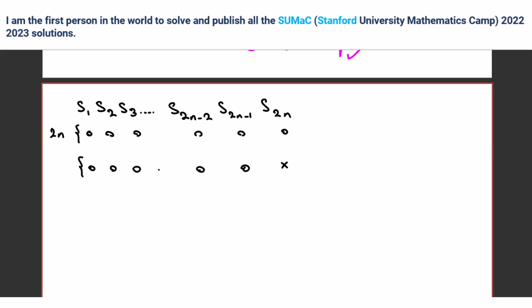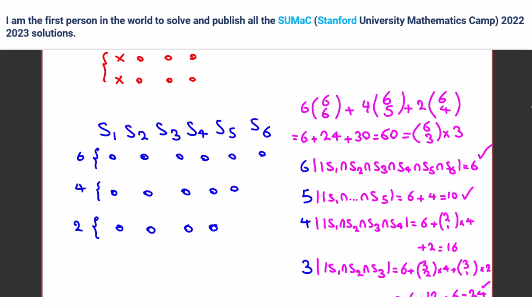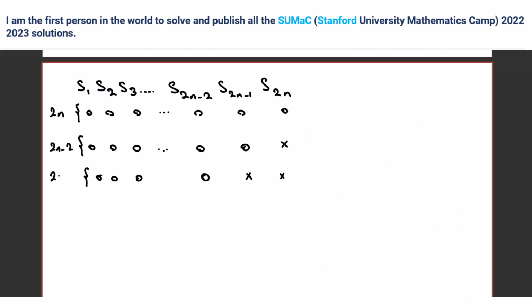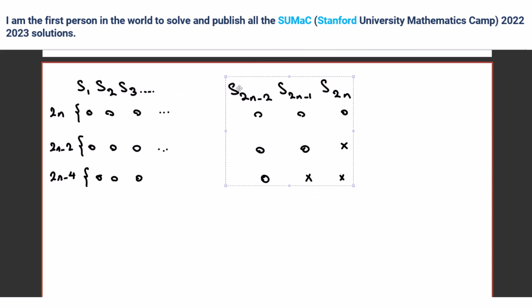So 2n minus 2? Yes. How many elements should we have in 2n minus 2 of them? This is 2n minus 1, this is 2n minus 2, this is 2n minus 3. If you use the pattern, as you can see, it decreases by 2. Okay, so then we will prove it. 2n minus 2, 2n minus 4, 2n minus 6, right? Yes, and then after that we will prove it.